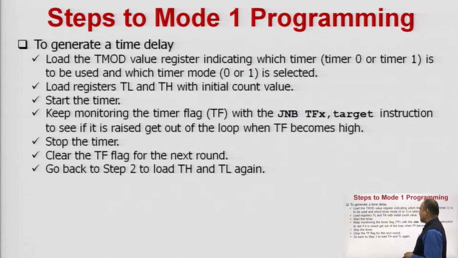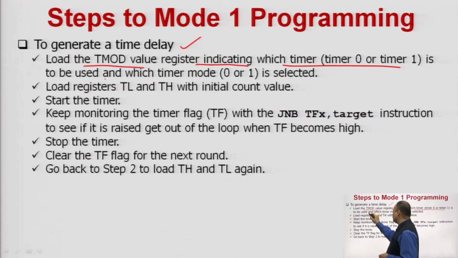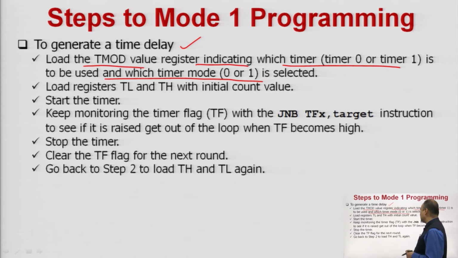The following are the steps required in mode 1 programming of the timer to generate a time delay. The first step is to load the TMOD register value. The TMOD register value indicates which timer, timer 0 or timer 1, is to be used and which timer mode, 0 or 1, is selected.